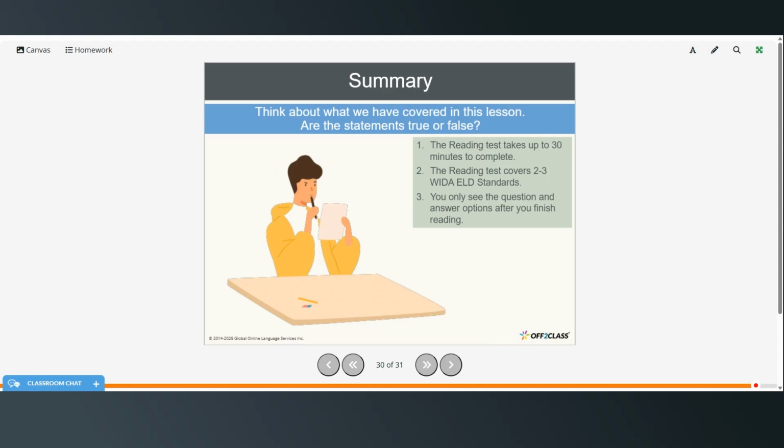So think about what we've covered in this lesson. Are these statements true or false? The reading test takes up to 30 minutes to complete. The reading test covers 2 to 3 WIDA ELD standards, and you only see the question and answer options after you finish reading.